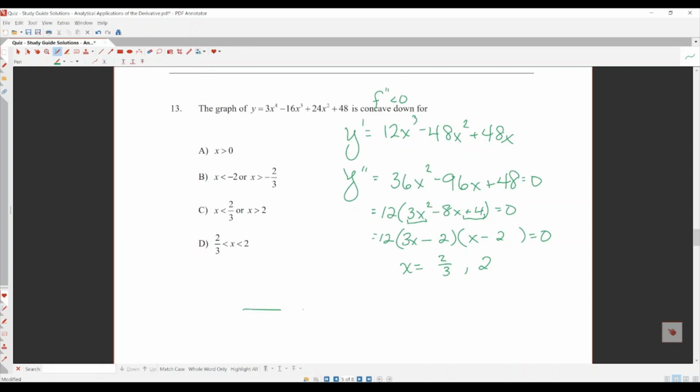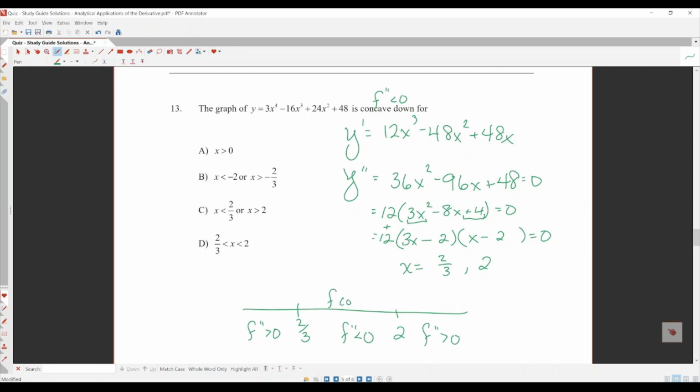So we want to figure out where it's concave down. So we go ahead, put our numbers on. Take a number less than 2/3, like 0. If I do that, this 12 is always positive, so I don't need to worry about that. But I get a negative in here, a negative over here, so that combines to give me a positive. Take a number bigger than 2/3 but less than 2, like 1. This first factor here stays positive. The second one goes negative. So f double prime is less than 0. And then a number bigger than 2, if I plug it in, gives me positive, positive. So f double prime is positive.